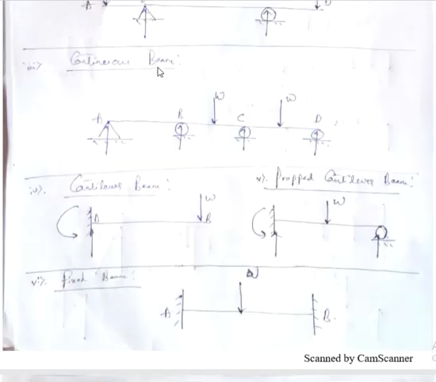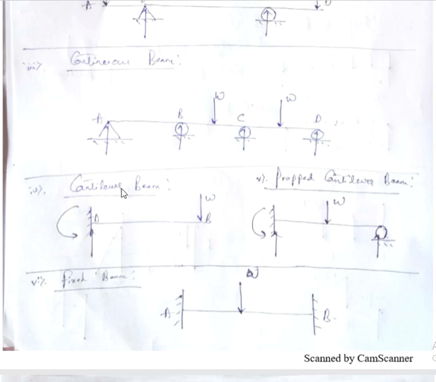Then we have the continuous beam. A continuous beam is most commonly observed in flyovers or railway bridges, or when the beam length is too long. When the beam length is too long, we cannot support the beam using only two supports like we did in the simply supported beam. We require more than two supports. When the beam is supported by more than two supports, such a beam is called a continuous beam.